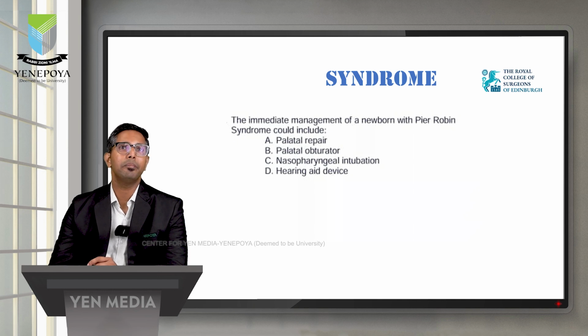Pierre-Robin syndrome. The immediate management of a newborn with Pierre-Robin syndrome could include, the ideal thing here is nasopharyngeal intubation. As you can see, nasopharyngeal intubation should be the first thing because the airway is compromised in such patients. So as these patients are born, you will have to make sure that they can breathe properly. So nasopharyngeal intubation becomes a way more important concern than a palatal repair or a palatal obturator or a hearing aid device.